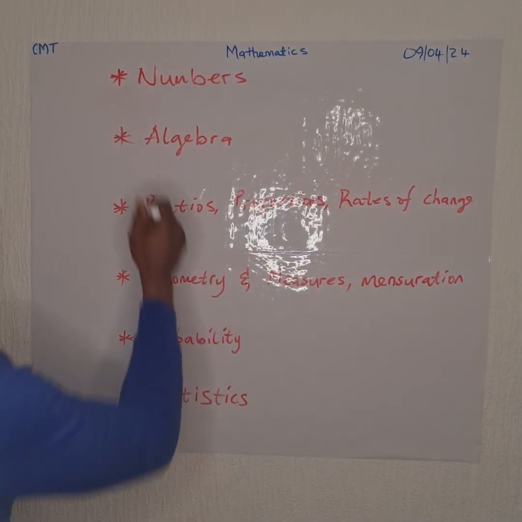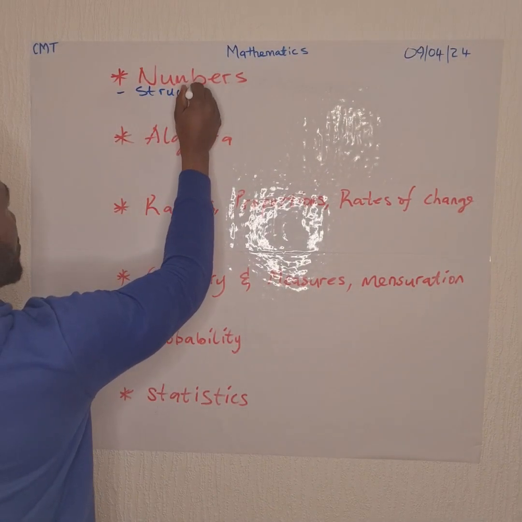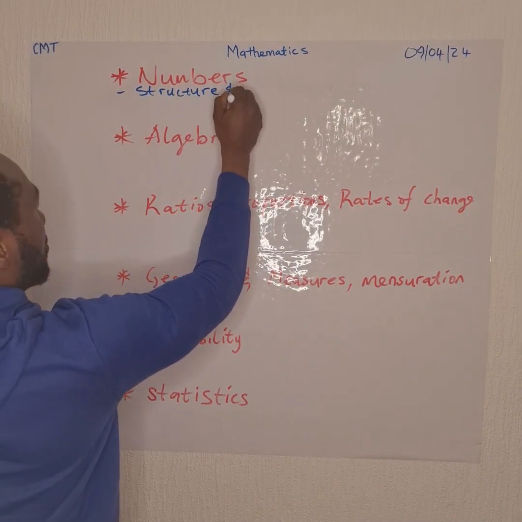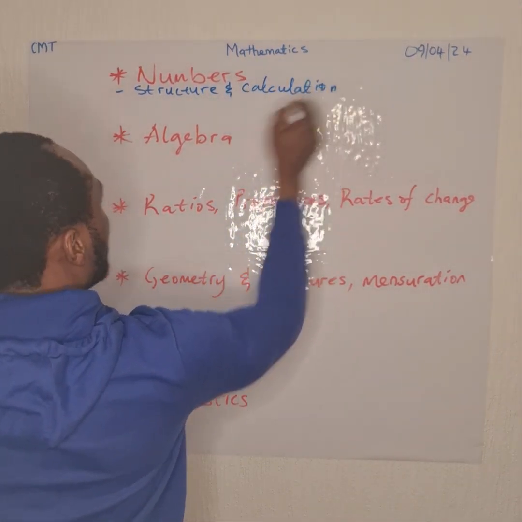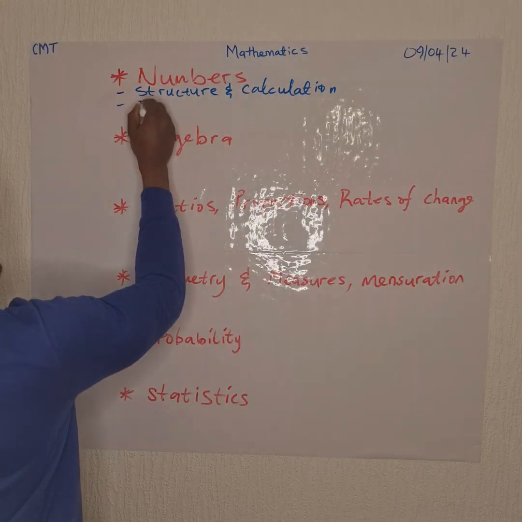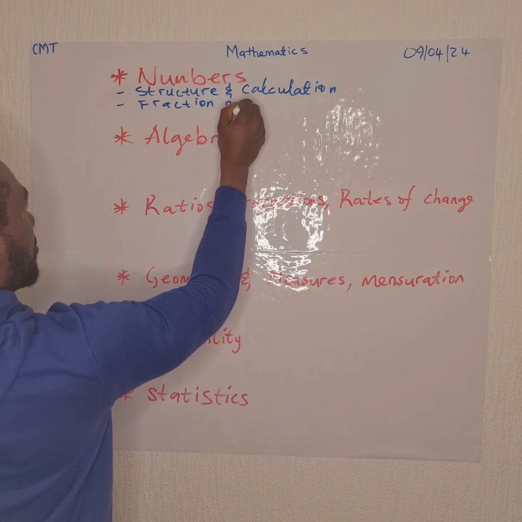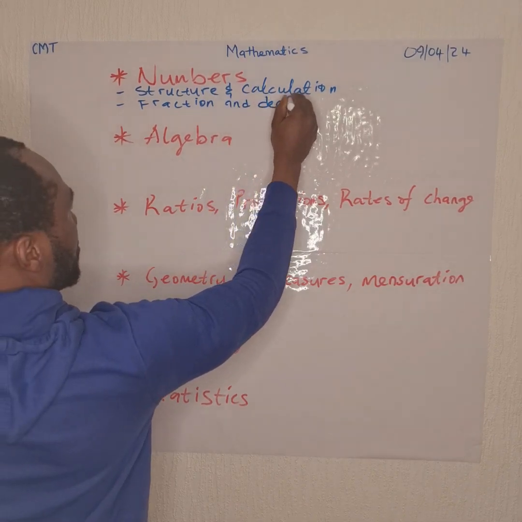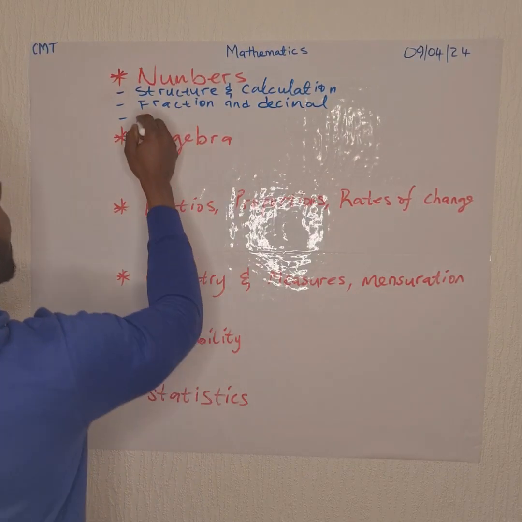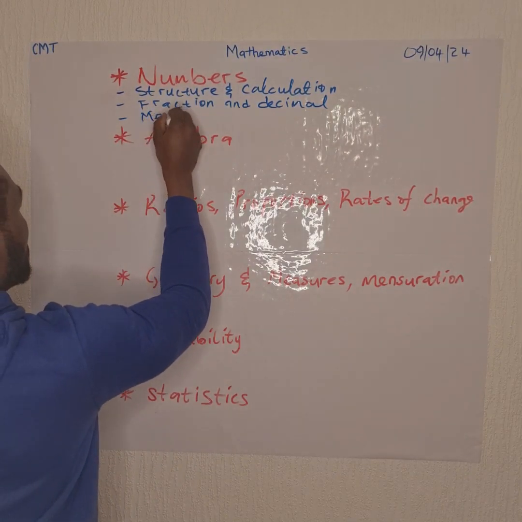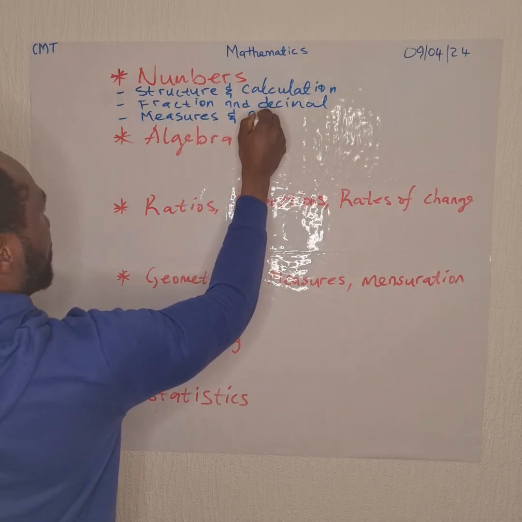Under numbers, we are going to look at structure and calculation. We are going to look at fraction and decimal. We are going to look at measures and accuracy.